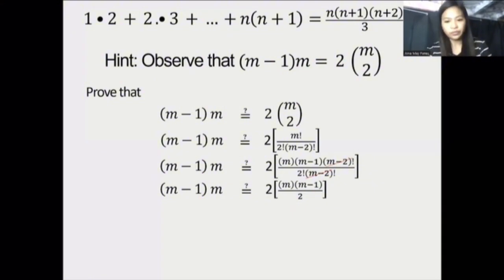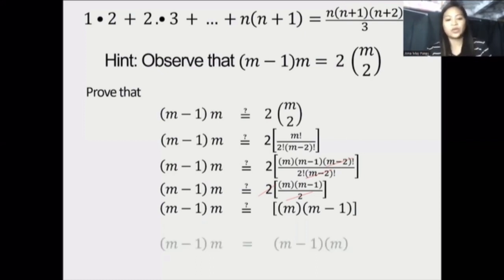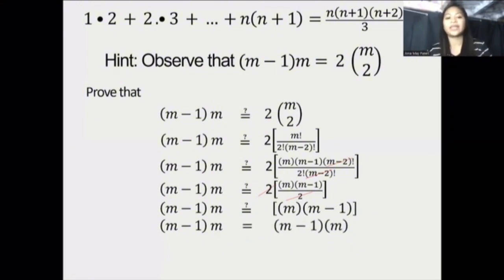Then we can cancel out 2. Then we will have the quantity of m minus 1 times m equals the quantity of m times the quantity of m minus 1. Therefore, we have proven that the quantity of m minus 1 times m is equal to the quantity of m minus 1 times m. So we have proven that the quantity of m minus 1 times m is equal to 2 times the quantity of m taken 2.